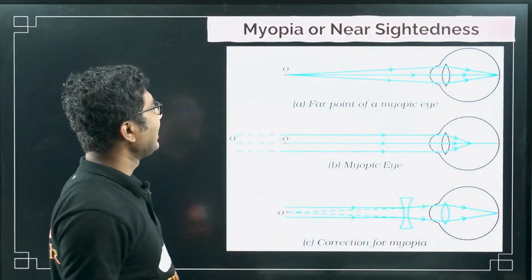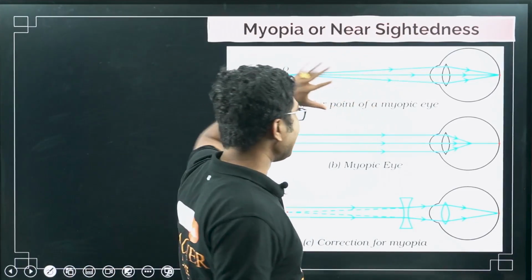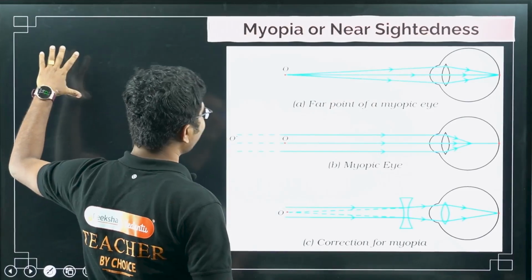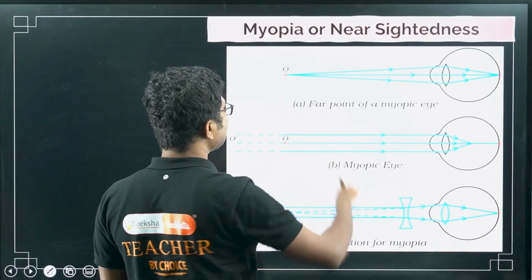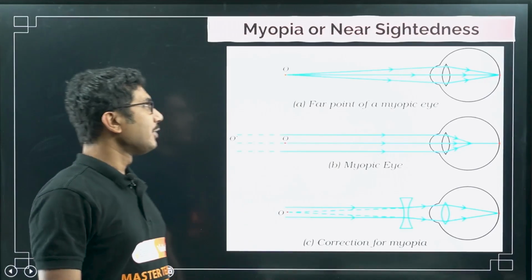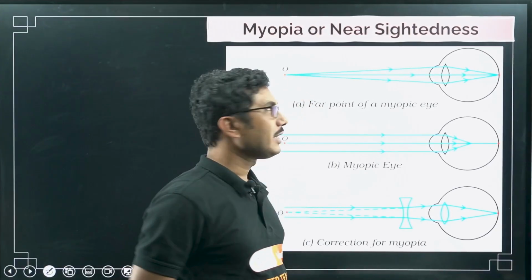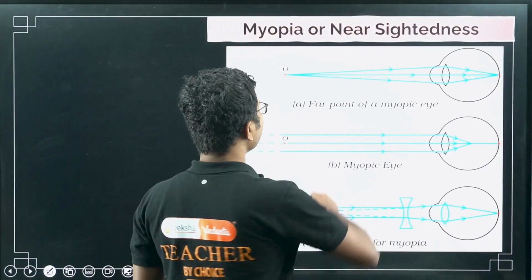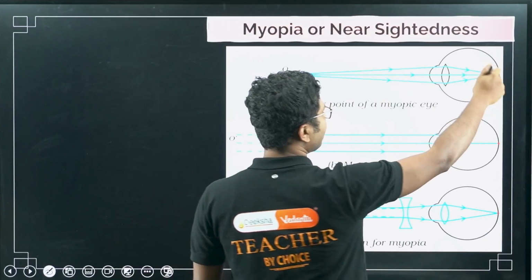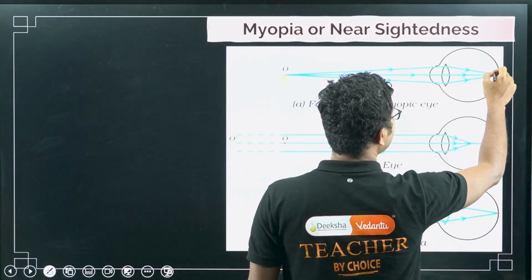Next, let's see the diagram. A normal human eye can see objects at very far, but this person cannot see objects beyond this point O, because his far point is shifted here. Its far point has shifted from infinity to some point, and up to this point only he can see clearly. As you can see, if the object is here, then he can see it here.